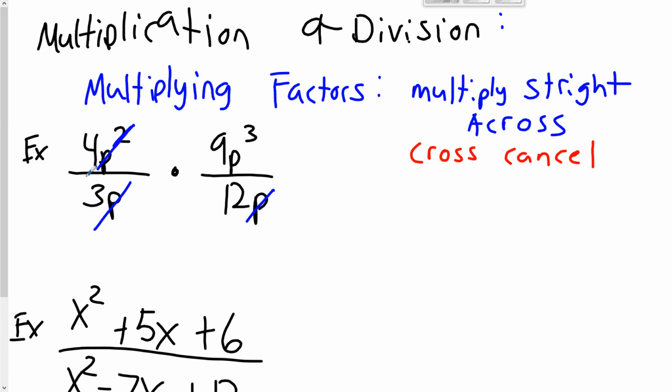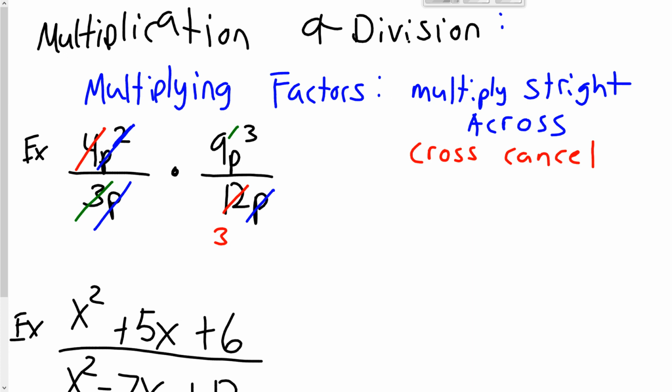Now Zane said we can cancel this 4 with the 12 and get 3 left over. Well, we can't. There's a total of 5 p's on top, right? P squared and p to the third, that's p to the fifth. And there's only 2 p's on bottom, so I can only cancel 2 of them, so I did just right there.